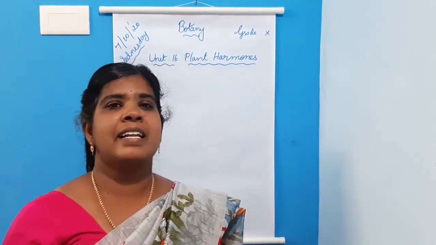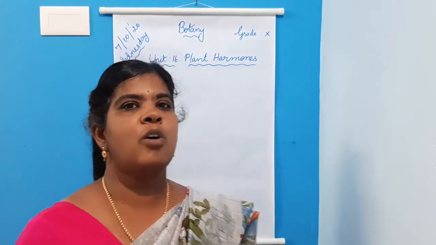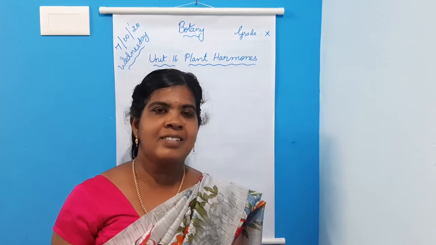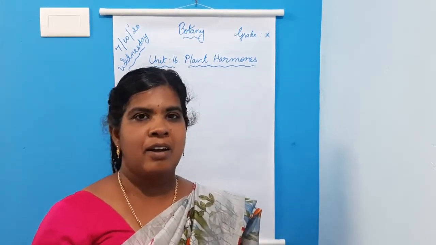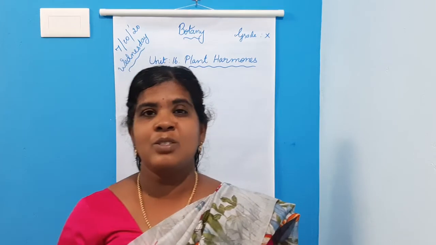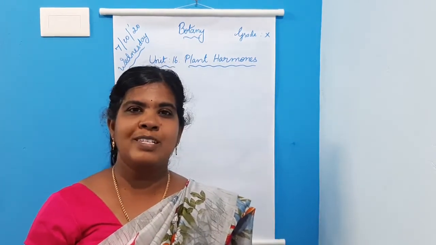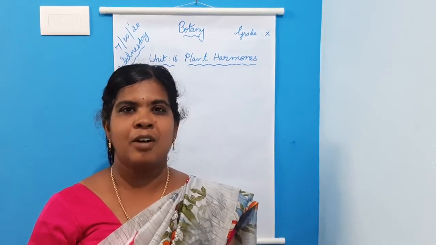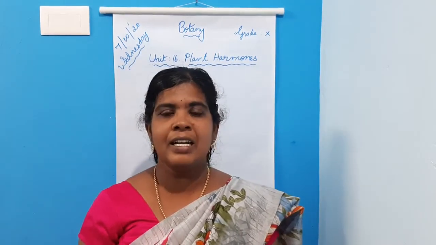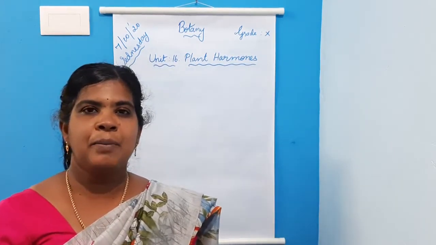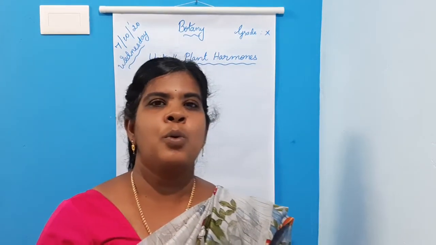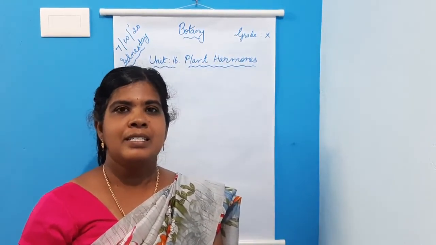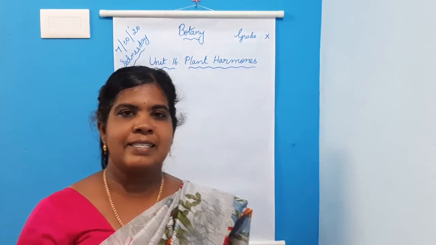Children, in the previous class, we have learned about plant hormones, isn't it? Do you remember what plant hormones are? Plant hormones are chemical substances or organic molecules produced in plants at extremely low concentration. These hormones control physiological, morphological and biochemical responses. What are the 5 plant hormones? Auxin, cytokinin, gibberellin, abscisic acid and ethylene.